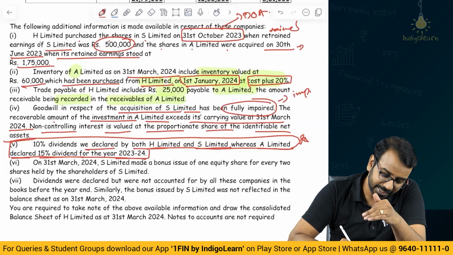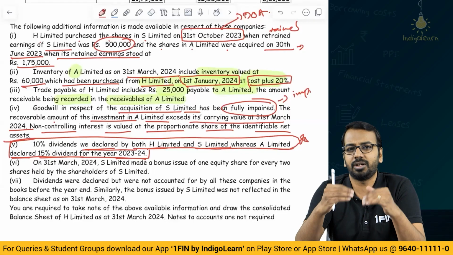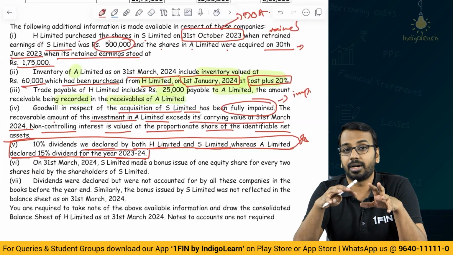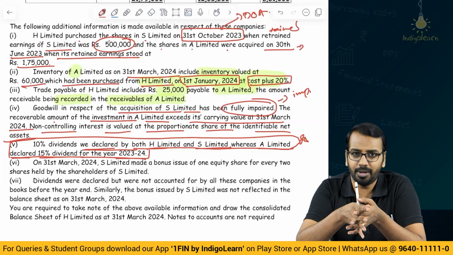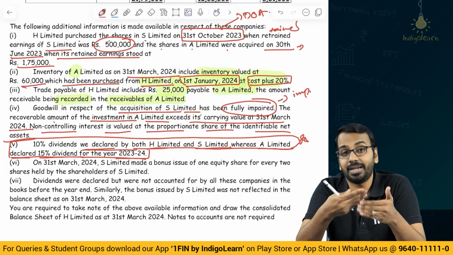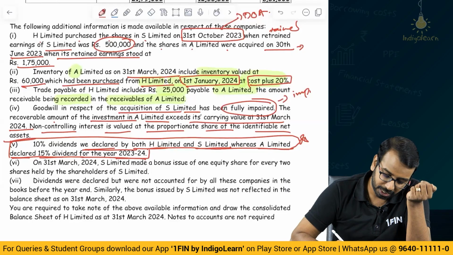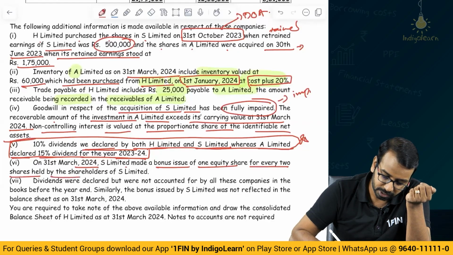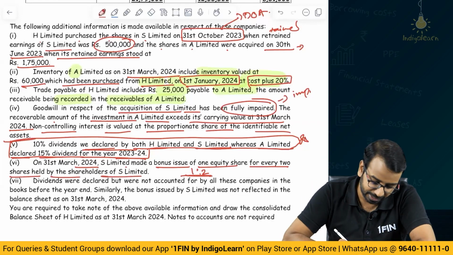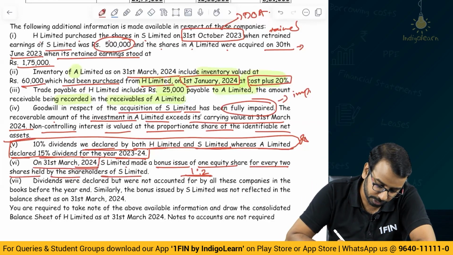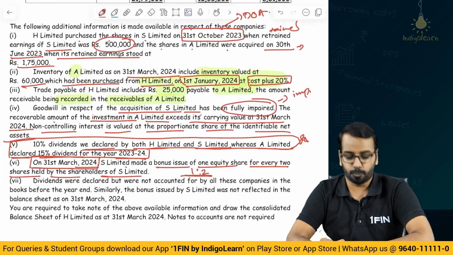Now, normally when they say declared, what we could assume is actually they want us to make a provision for dividend and show it as a liability. That is what ideally would have happened, or you can say it is an interim dividend declared and paid. Okay. On 31st March of 24, S Limited made a bonus issue of 1 equity share for every 2 shares held by the shareholders of S Limited. 1:2 ratio, 1 share for every 2 shares held. When did they make? On 31st of March of 24, they have made this bonus issue.